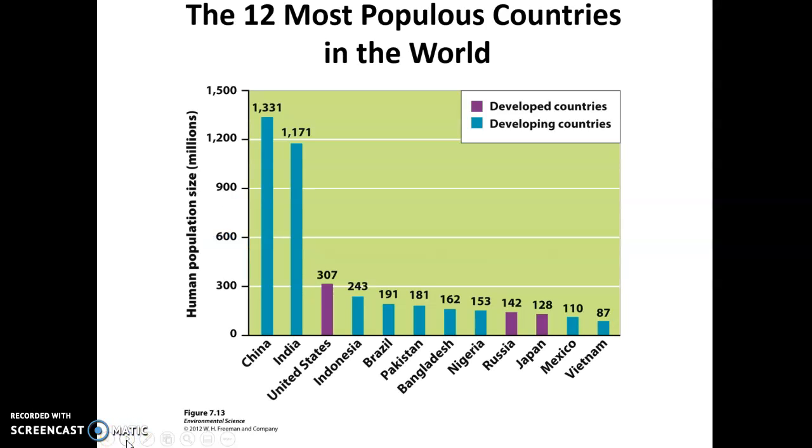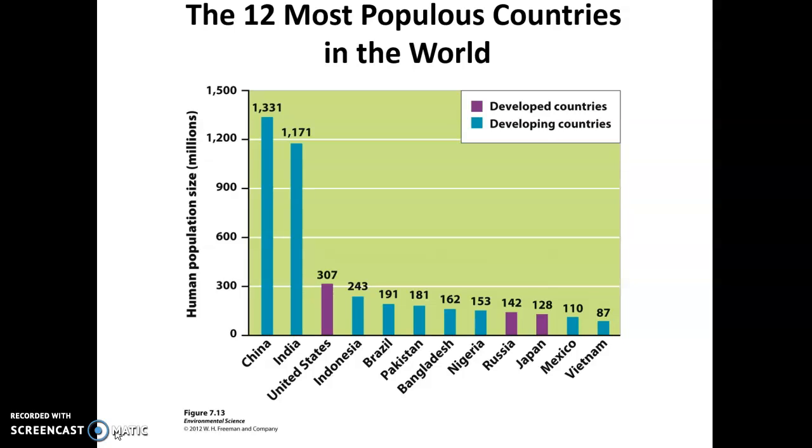So on this slide, we're taking a look at the most populous countries in the world, and you do need to know the top three: China, India, and the United States. And you can see that the United States is only approximately a third of what the other two leading countries are, but because of our consumption rates, we have an impact that's far greater than our numbers would suggest here.